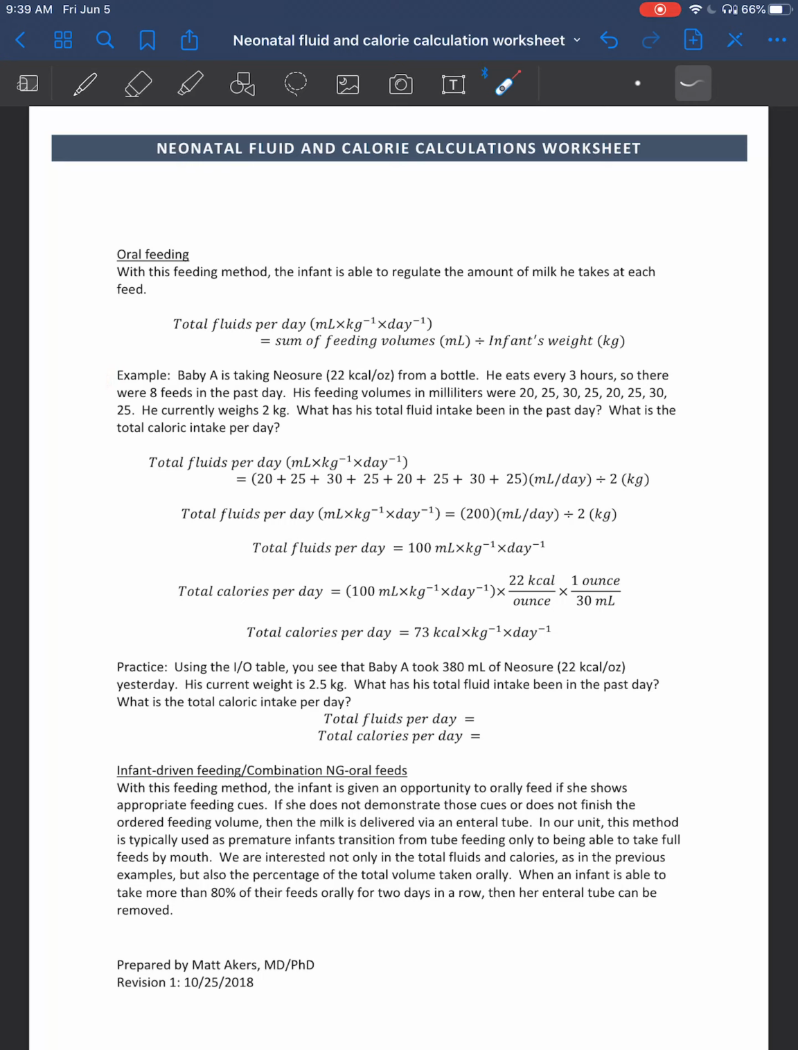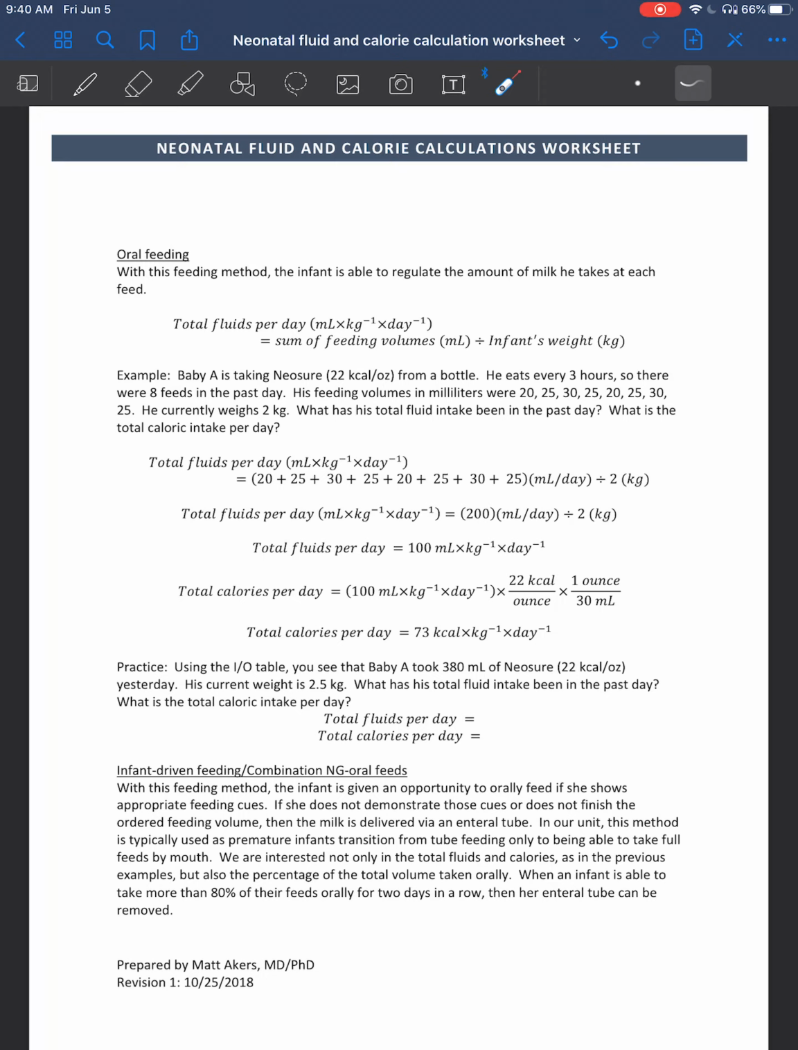Baby A is taking NICU, which is 22 kcals per ounce, from a bottle. He eats every 3 hours, so there are 8 feeds in a day. The feeding volumes in milliliters were 20, 25, 30, 25, 20, 25, 30, and 25. His current weight is 2 kilograms. What are his total fluids, and what's the total caloric intake?